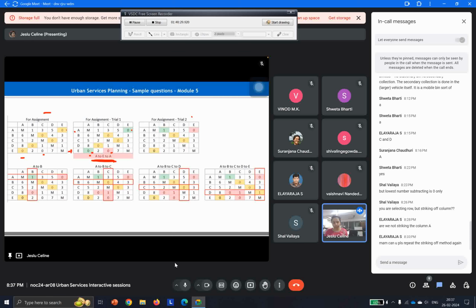So we are going for trial 2. Instead of selecting this 0, we select the next minimum value, which is 1. Now after we select 1, it is for this row that we selected 1.